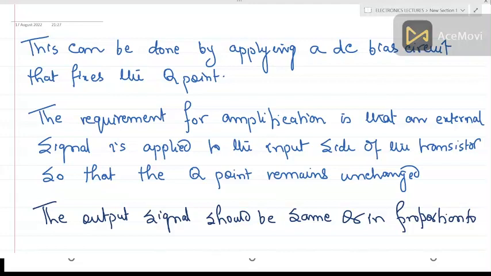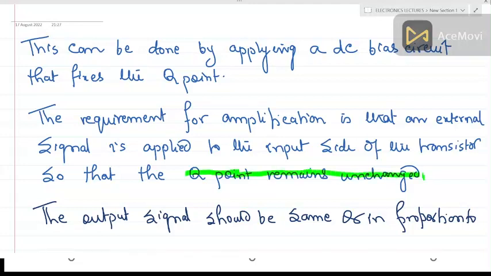Now the requirement for amplification is that an external signal, when it is applied to the input side of the transistor, it should appear at the output end in enhanced form, in amplified form. But this Q point should remain unchanged. This Q point should not change. And this is the definition of faithful amplification we have studied in the previous lecture.